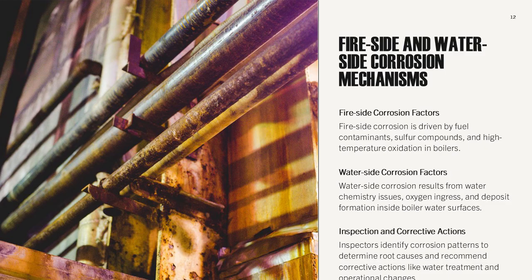Corrosion in boilers can occur on both fireside and waterside surfaces, each driven by different conditions. Fireside corrosion is often associated with fuel contaminants, sulfur compounds, and high-temperature oxidation, while waterside corrosion is influenced by water chemistry, oxygen ingress, and deposit formation. Inspectors must understand how operating practices and maintenance affect corrosion risk. Identifying corrosion patterns during inspection helps determine root causes and supports corrective actions such as water treatment improvements or operational changes. This section emphasizes the inspector's role in correlating inspection findings with process conditions.